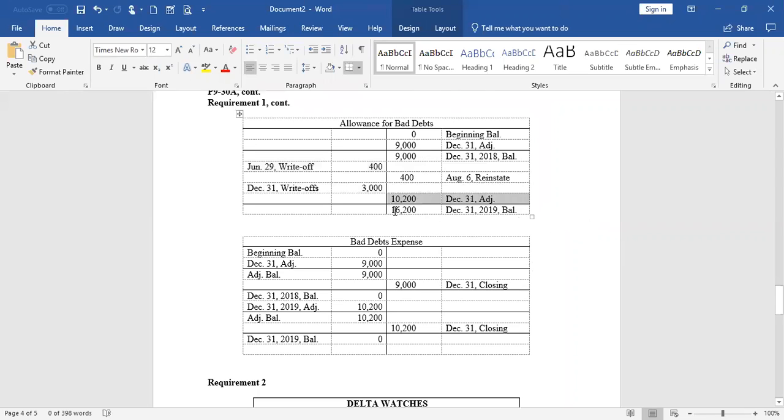So currently, the balance in the allowance for bad debts is $16,200. Bad debt expense is zero because we recorded bad debt expense, closed it out.